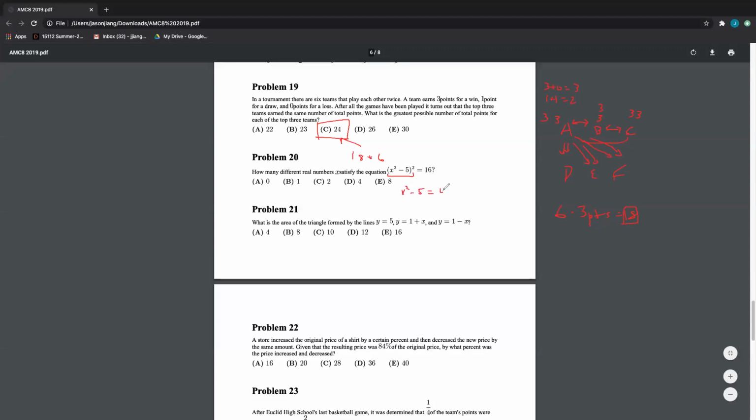Let's break it down. Either this is 4 or it's equal to negative 4. The first case leads us to x squared equals 1, while our second case leads to x squared equals 9. Each of these will have two solutions, which would be 1 and negative 1, as well as 3 and negative 3. That's a total of 4 different real numbers that satisfy the equation.